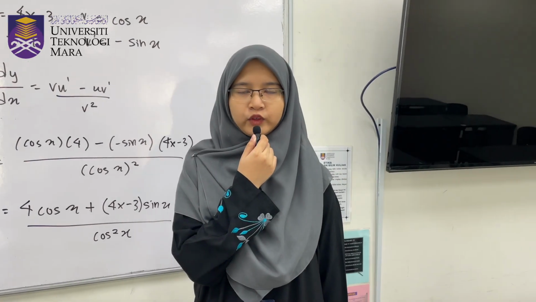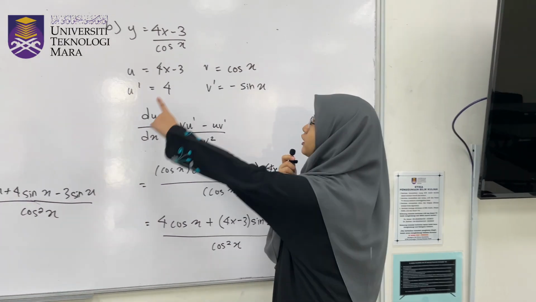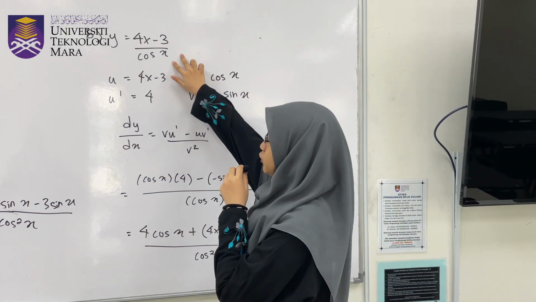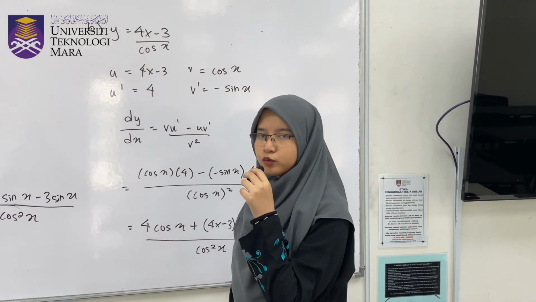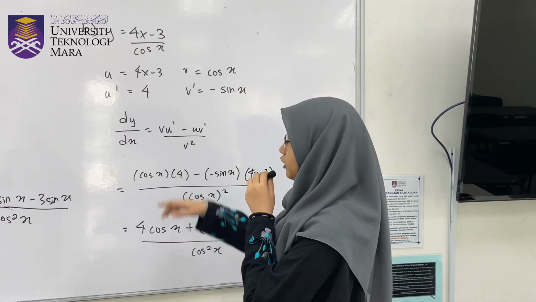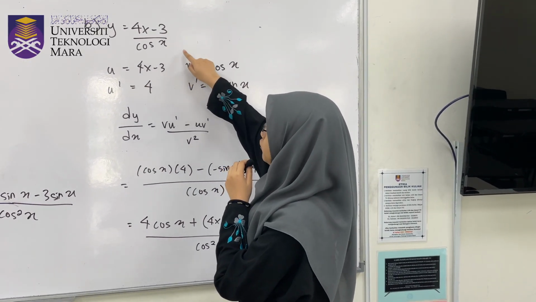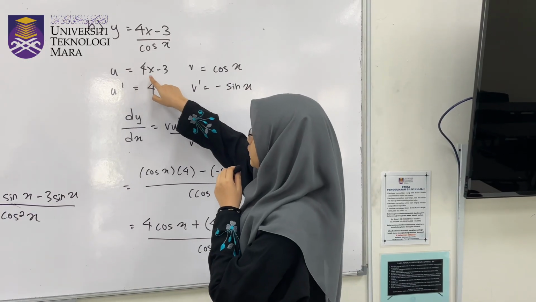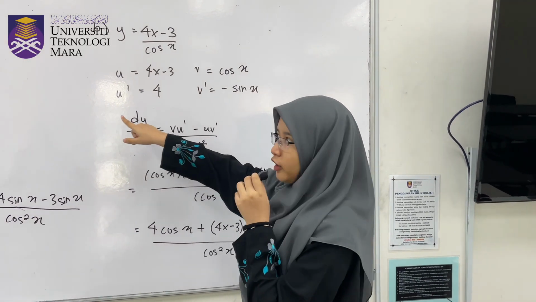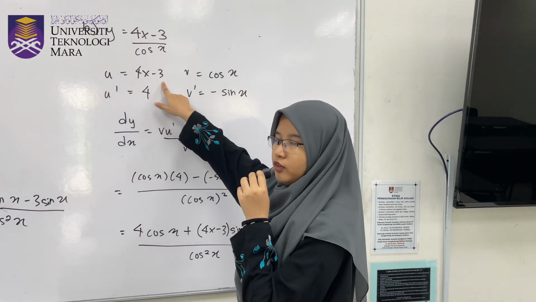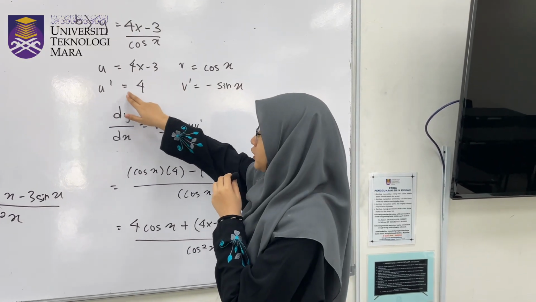Next, we will move on to question 2b. Question 2b is y equals 4x minus 3 over cos x. Since this question involves a fraction, we will be using quotient rule. Similar to product rule just now, we will sort it out into u and v. So, the numerator will be u and the denominator will be v. So, the u is 4x minus 3. To get u prime, we have to derive it. So, 4x, we will get 4, and negative 3, using derivative of constant, we will get 0. So, u prime is equal to 4.